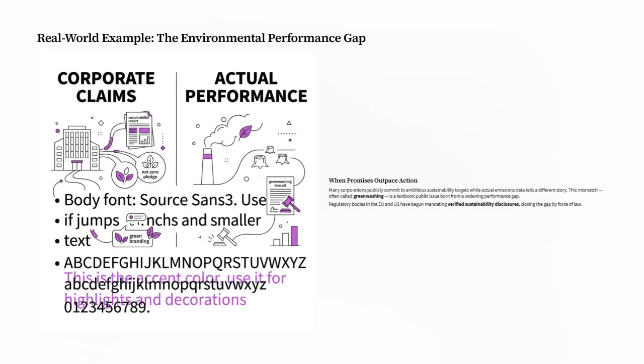This example shows what happens when public promises move faster than measurable results. Many corporations announce ambitious sustainability goals, yet their actual emissions data may tell a very different story. That mismatch is often described as greenwashing, and it represents a widening performance gap between what an organization says and what it delivers. Regulators are responding by requiring verified sustainability disclosures in both the European Union and the United States. These rules are designed to make environmental claims more transparent and narrow the gap through legal accountability.